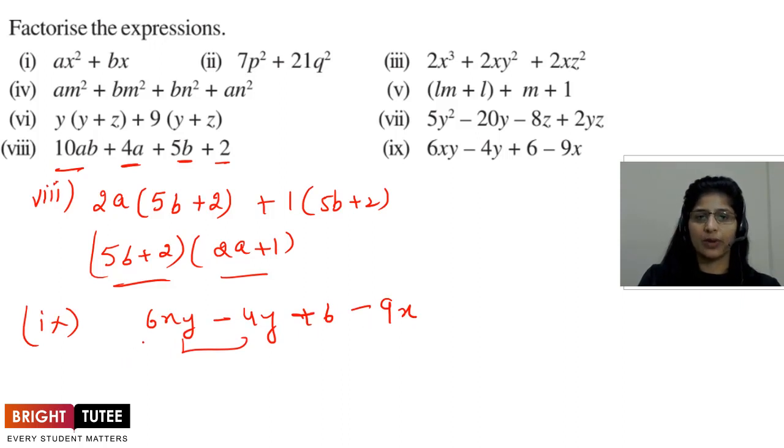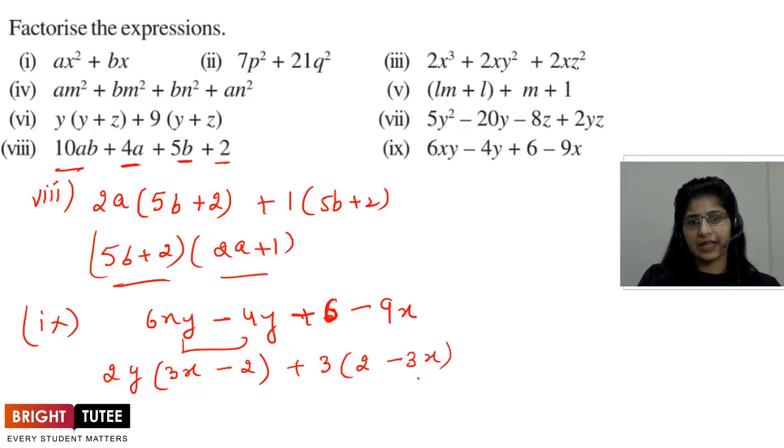Out of these two, you see what is common? Here we have 6 minus 9x. You see 2 is common, y is common. 2 3s are 6, 3x minus 2 2s are 4, y is already common, plus here what is common? 3. So 3 2s are 6 and 3x, 3 3s are 9.